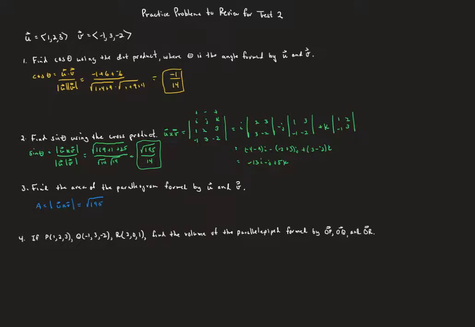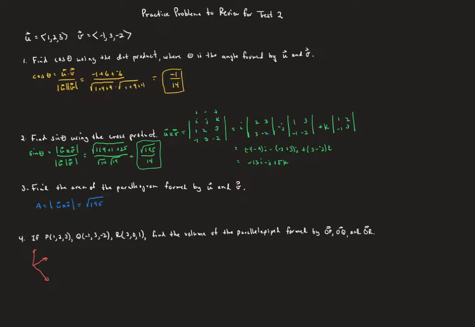The next one, we have number 4. We have P is 1, 2, 3, Q is negative 1, 3, negative 2, and R is 2, 0, 1. Can we find the volume of the parallelepiped formed by OP, OQ, and OR? So remember, these are our 3 vectors in space, OP, OQ, and OR.